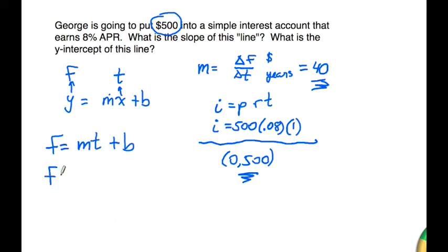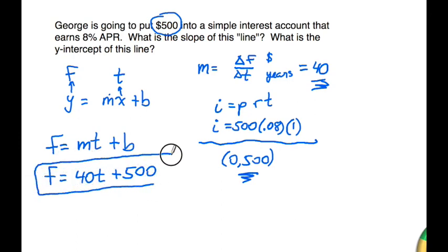So the future value of this account is going to go up $40 every single year, and it's going to start at $500. And using this formula, you can find out how much money is in your account at any time period. 1 year, 5 months. Like if we were going to do 5 months, of course, t would have to be 5 over 12.